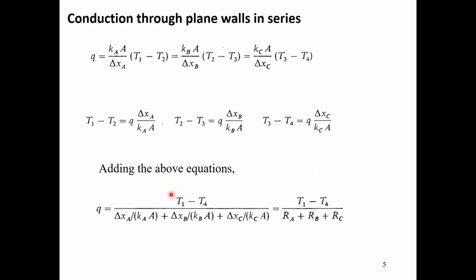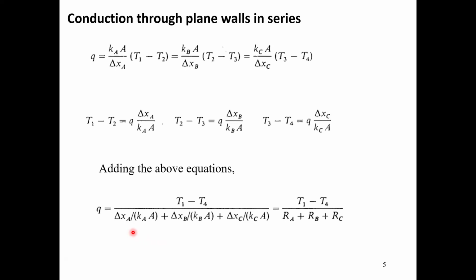So the overall driving force comes in the numerator, and what we have in the denominator, like what we saw for the single wall scenario, is the resistance. But in this case it's a summation of resistances. Now you can see the form for resistance: the resistance is equal to delta x by KA. So this is the form for the resistance. For plane walls in series, the rate of heat transfer is the overall driving force divided by the summation of all the resistances.